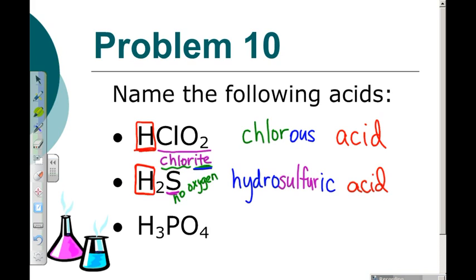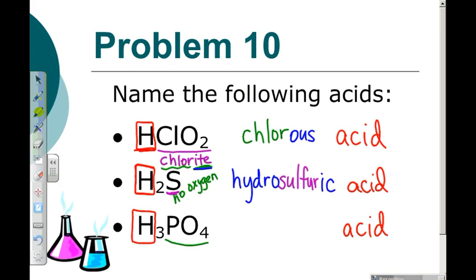In the last example on this page, we have H3PO4. Again, it starts with hydrogen, right? So what can I write down? The word acid. In this formula then, I do see oxygen. So I need to figure out for this PO4 what its name is.